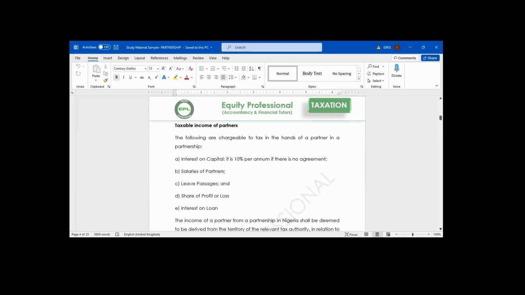Likewise too, interest on loan. This interest on loan is an expense to the partnership business and it's an income to the partners.